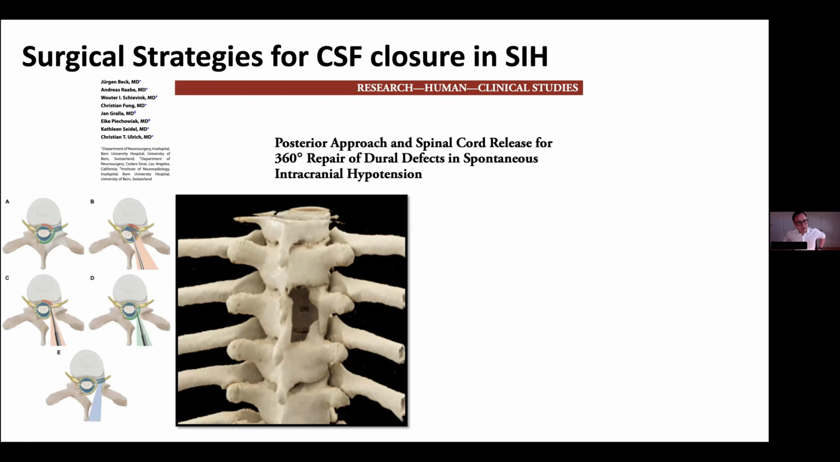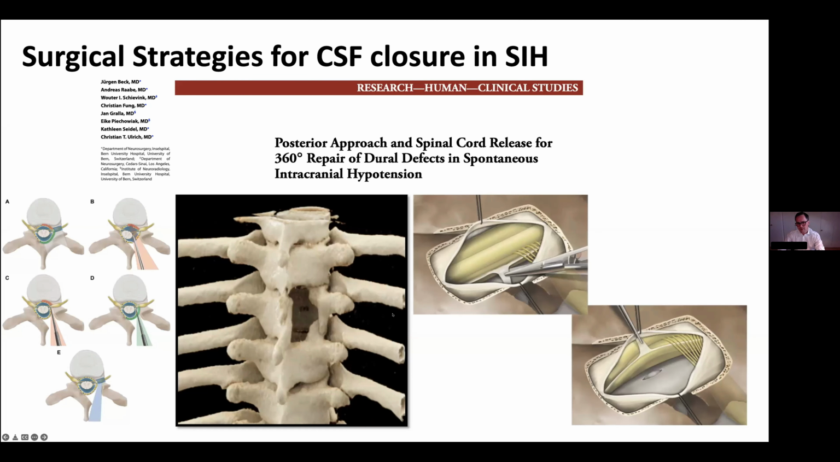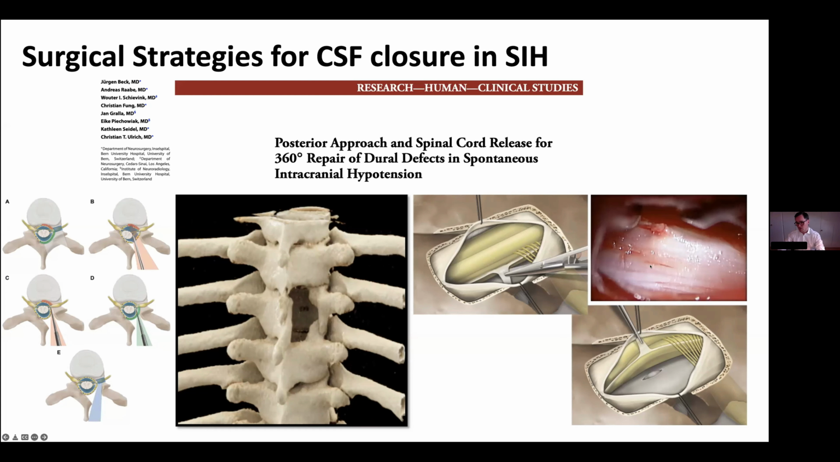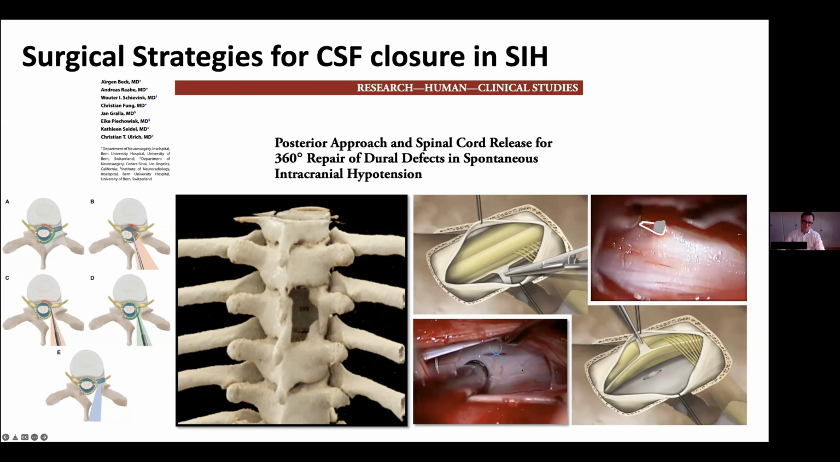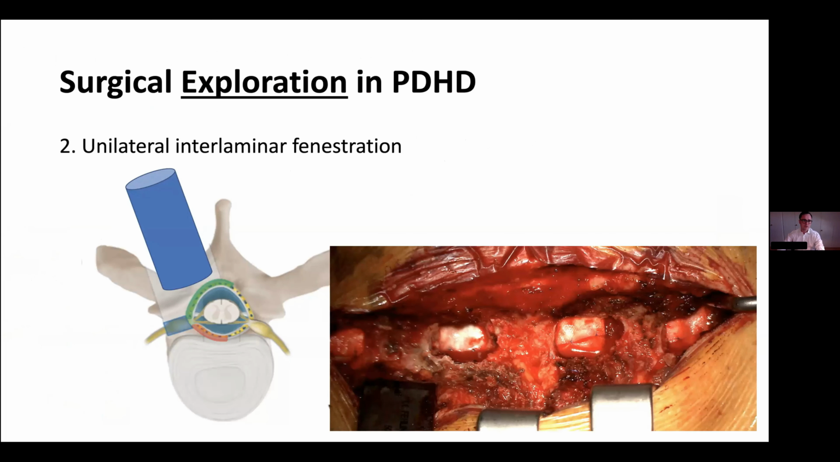So we described the surgical strategy in CSF closure in SIH, and this was a straightforward concept because we knew the pathology, and we did a small fenestration or hemilaminectomy coming from one side. We can open the dorsal dura by rotating the spinal cord. Under intraoperative monitoring, we can visualize the pathology. In this case, it was a microspur, and you can close it. So the strategy of repairing the dural leak was quite clear and straightforward. In cases of PDHD, in my opinion, it is in most cases surgical exploration.